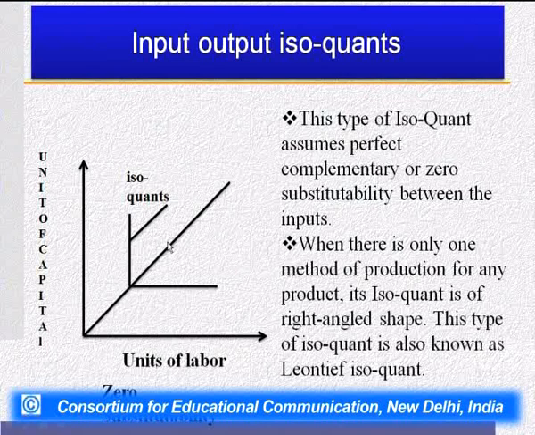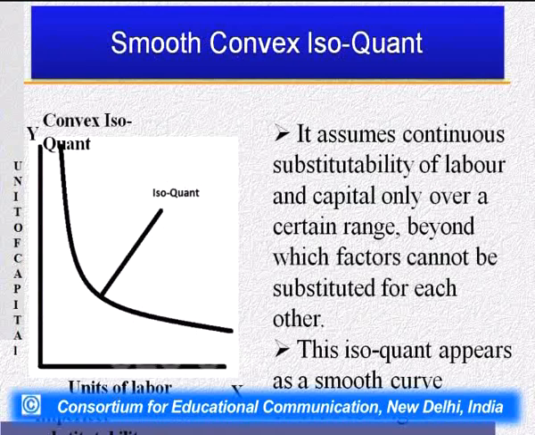This type of isoquant is also known as a Leontief isoquant. Sometimes a question may be asked: what is the meaning of Leontief isoquant? You can answer that this type of isoquant assumes perfect complementarity, or zero substitutability, between the inputs. Perfect complementarity.